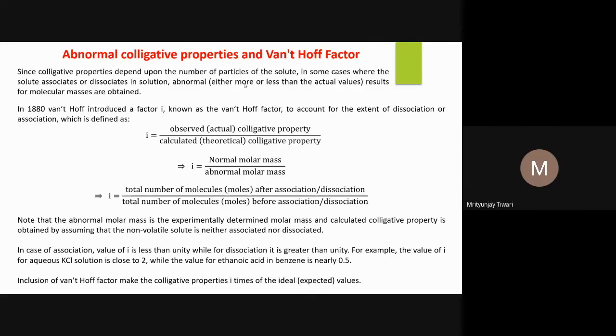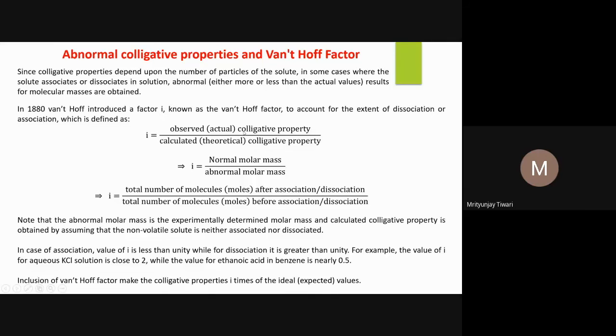If you calculate the colligative property now, it will correspond to half the number of particles as compared to the theoretically calculated value, and thus the molar mass will correspond to double the actual molar mass. So this is what leads to abnormal molar mass. Abnormal molar mass is either more or less than the actual value. So since colligative property depends upon the number of particles of the solute, in some cases where the solute associates or dissociates in solution, abnormal results for molar masses are obtained. To correct this, in 1880, Van 't Hoff introduced a factor i.